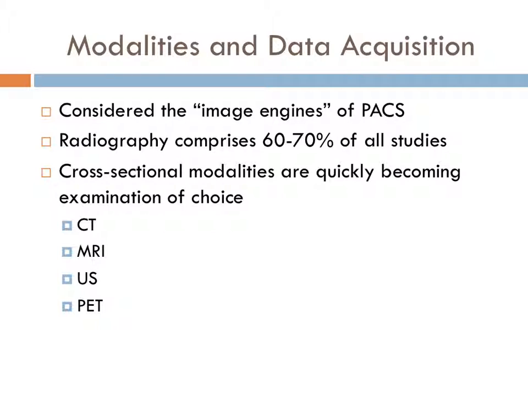So while it is great that cross-sectional modalities are becoming the modality of choice for clinicians, it also poses a problem because the images from their studies are a lot larger than a regular radiography study is, which means it could create issues when it comes time for image display and archival. Now, in the PACS world, the system is only as strong as its weakest link, so every part of it has to be up to speed and work at top efficiency. And this also includes the image display and archival.